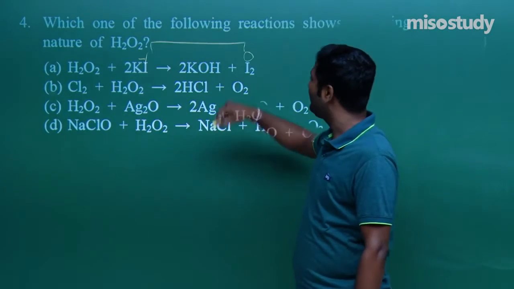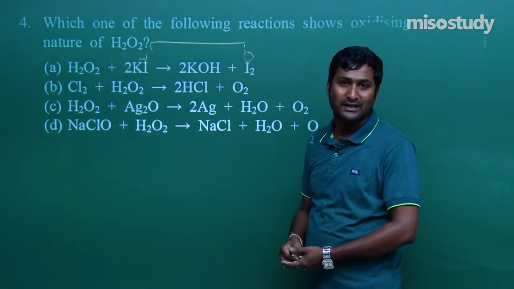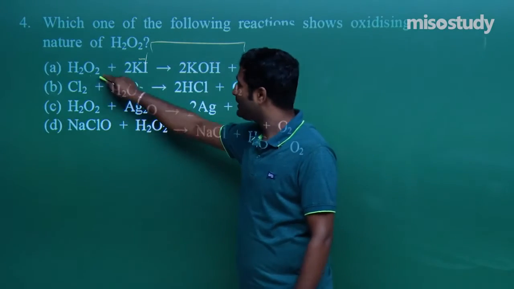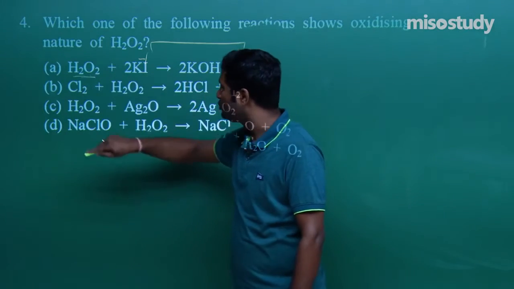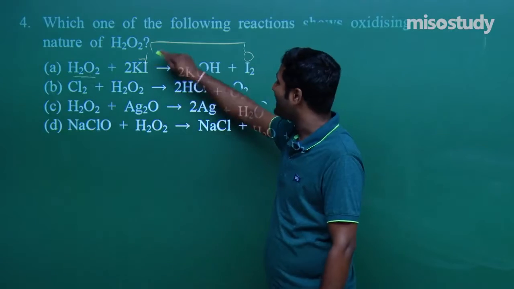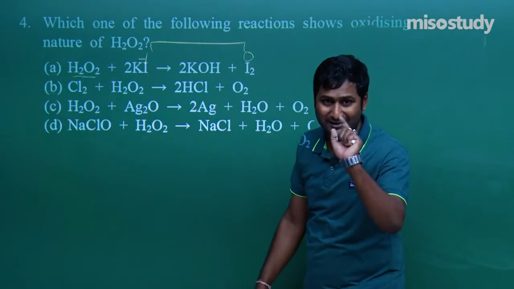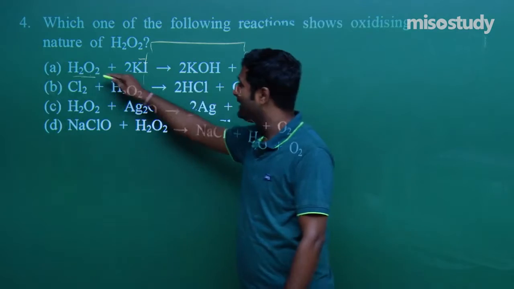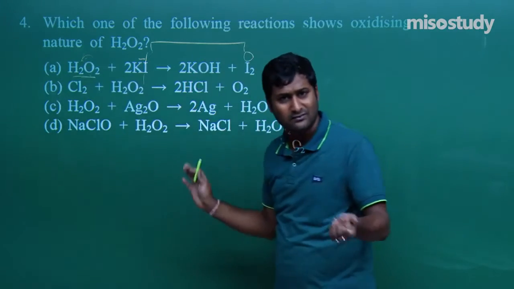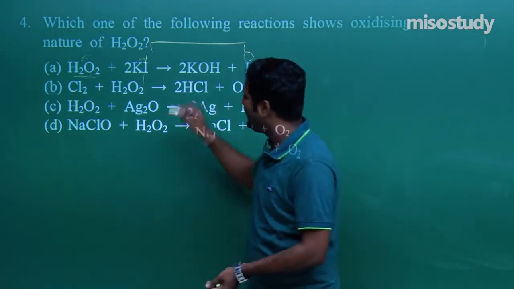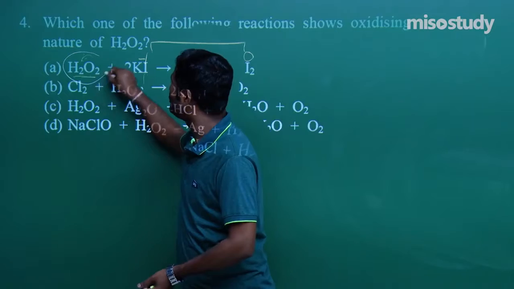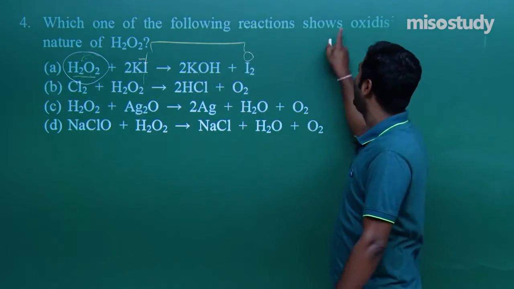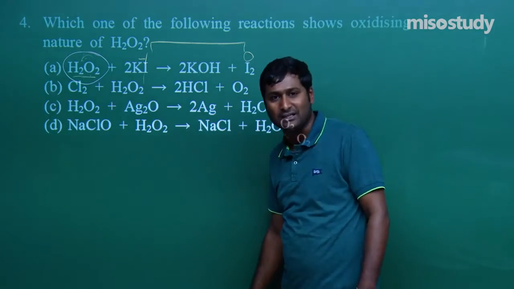Now check out. Here I is -1 oxidation state and it forms I2, which is 0. Here is an increment in oxidation state, that is, it brings oxidation due to the presence of H2O2, that is, iodine has increased in oxidation state. According to the rule, this one is the reducing agent, so H2O2 is the oxidizing agent. It's very simple. So we can say in this case H2O2 acts as an oxidizing agent, and it shows the oxidizing nature.